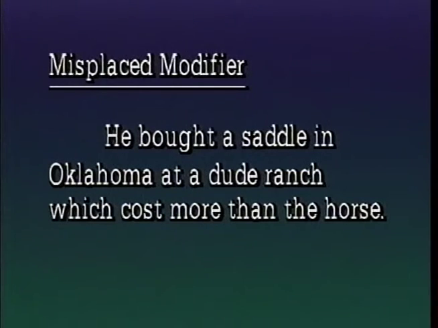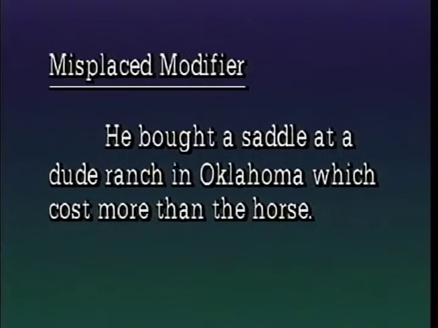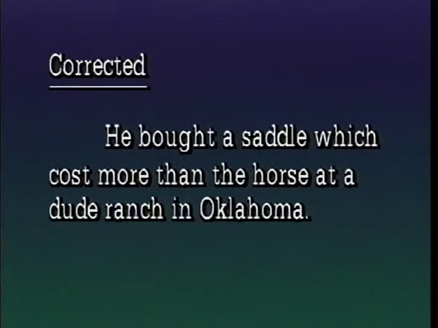He bought a saddle in Oklahoma at a dude ranch, which cost more than the horse. The first attempt to repair this sentence resulted in this. He bought a saddle at a dude ranch in Oklahoma, which cost more than the horse. Well, now, we've straightened out the prepositional phrases, but we still have a problem with the cost. Of course, the dude ranch cost more than the horse, but the writer is really trying to say that it was the saddle that was so expensive. Let's try one more time. He bought a saddle which cost more than the horse at a dude ranch in Oklahoma. There. Now it makes more sense.